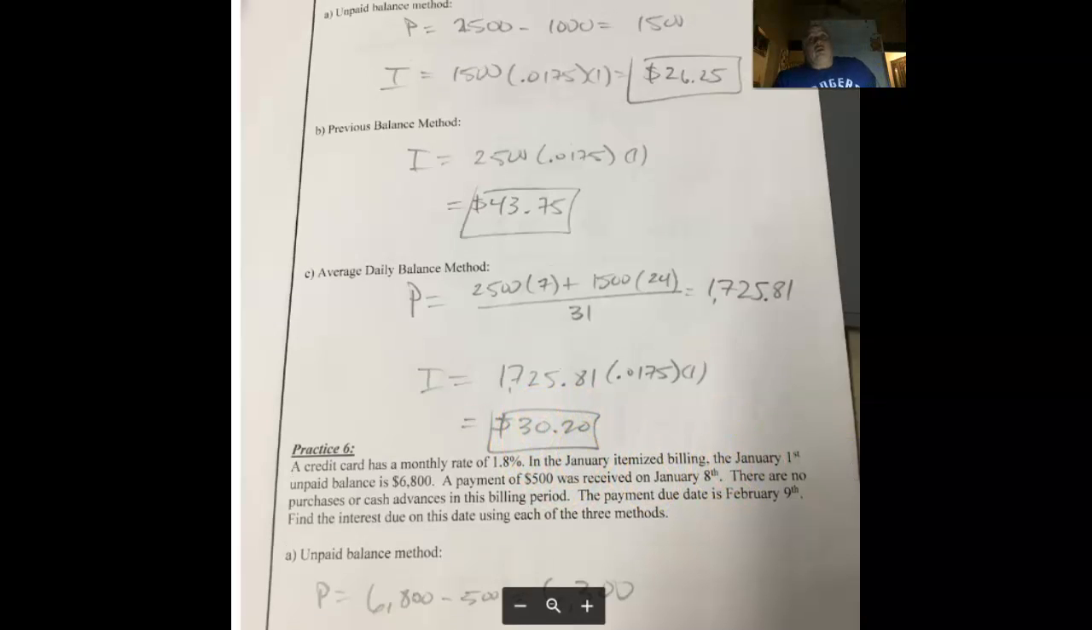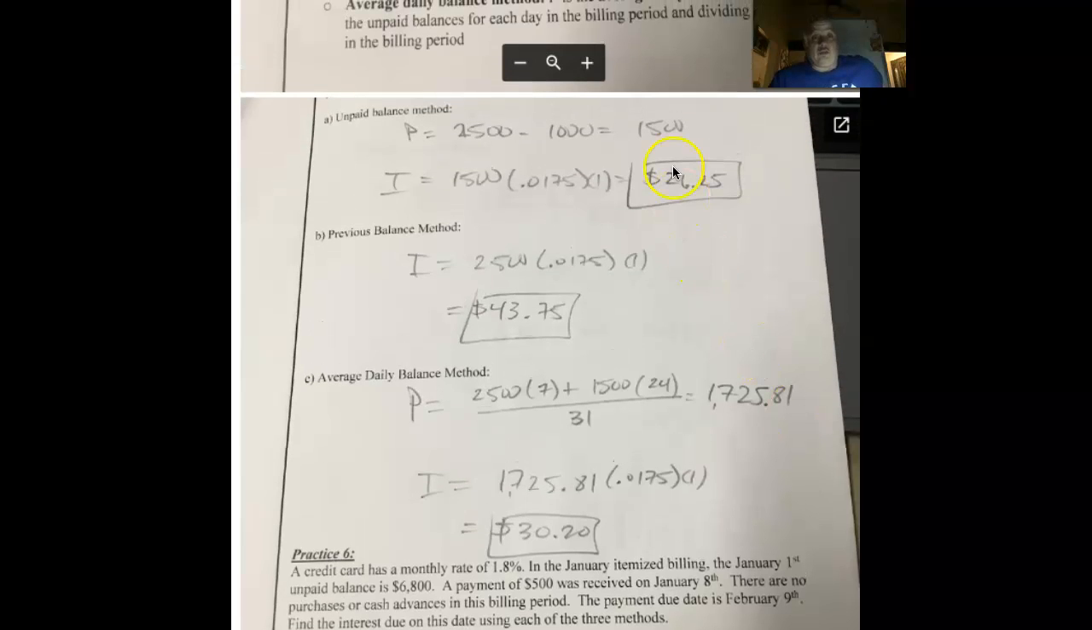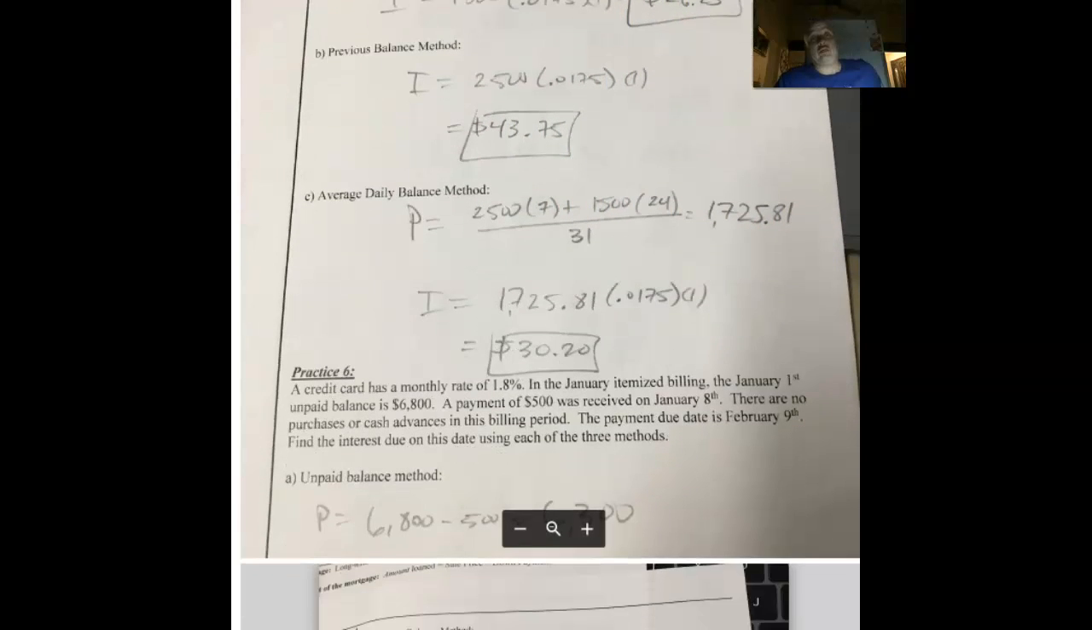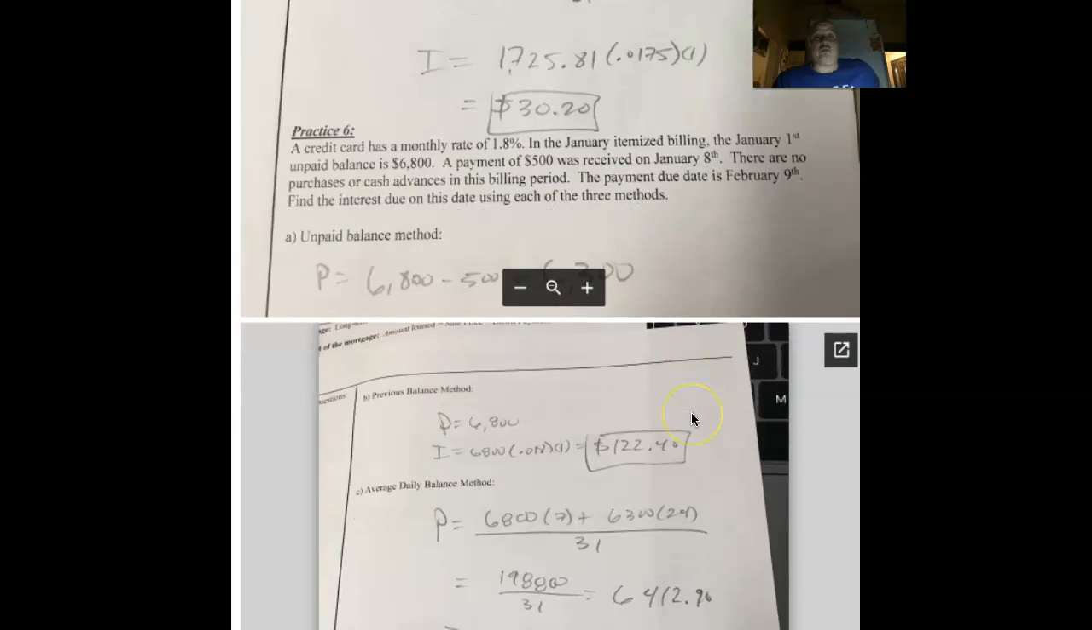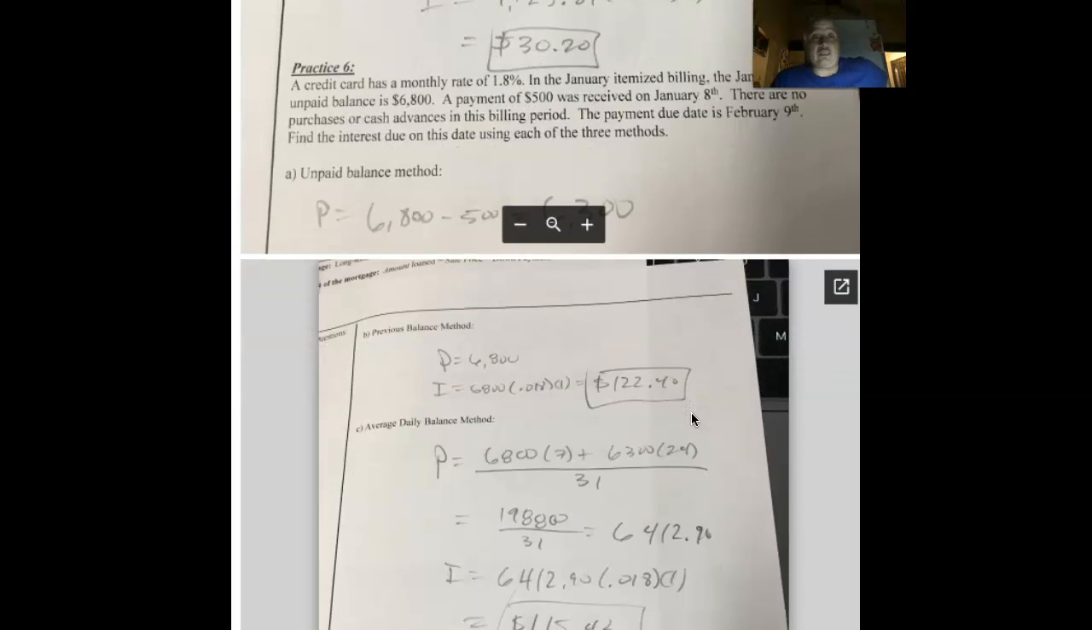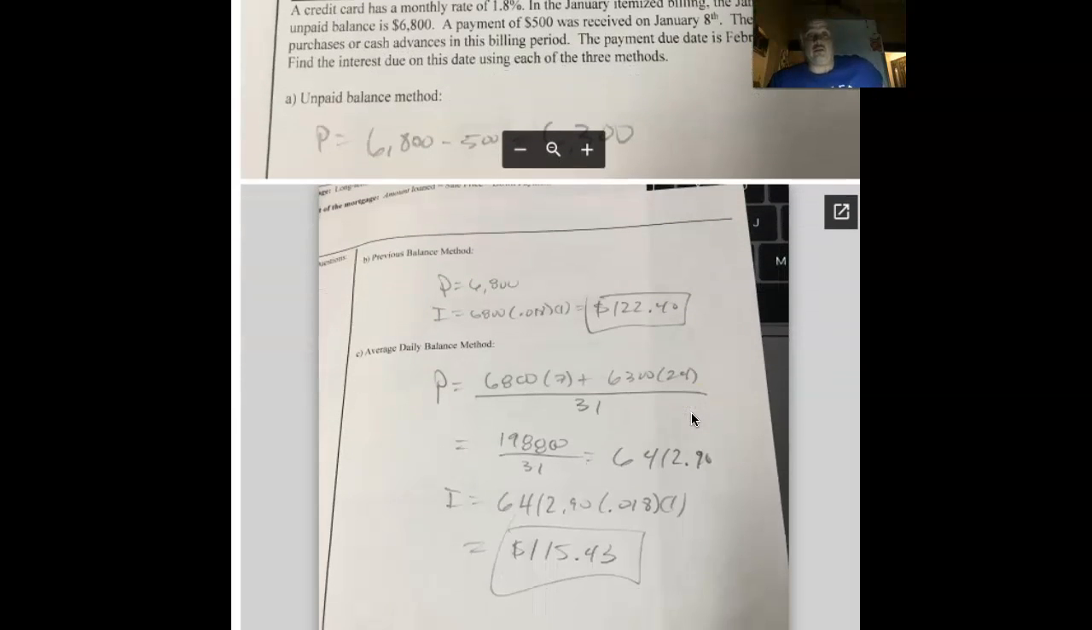So you see all three methods, all three of them give you a different interest due. And depending on which one, it could cost a little more or a little less, or maybe a lot more or a lot less. This one right here is the exact same thing, so I think I'll just try to go through it a little quicker, that is.